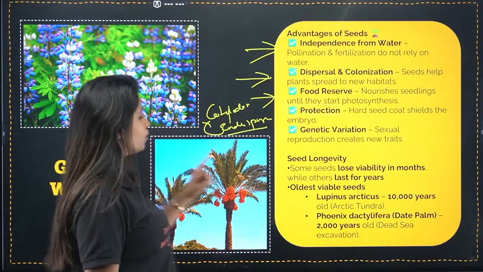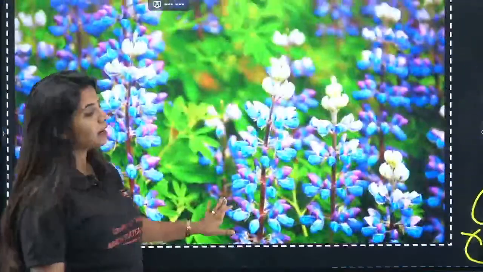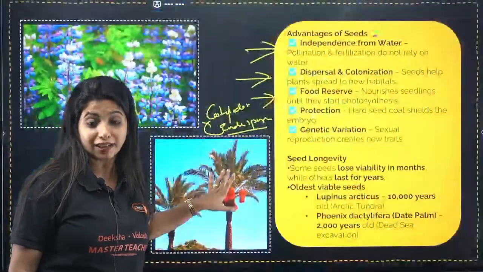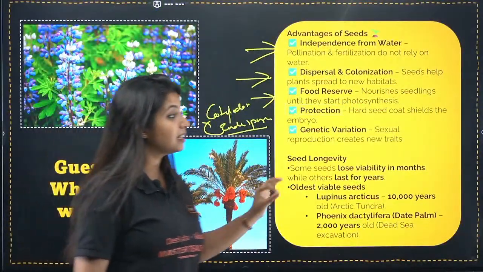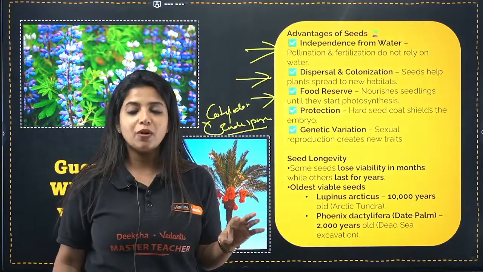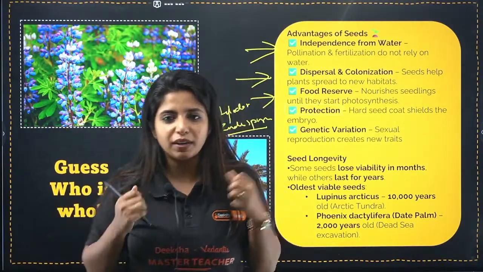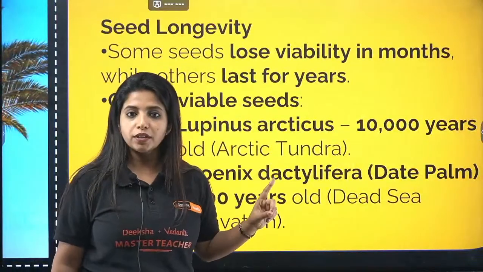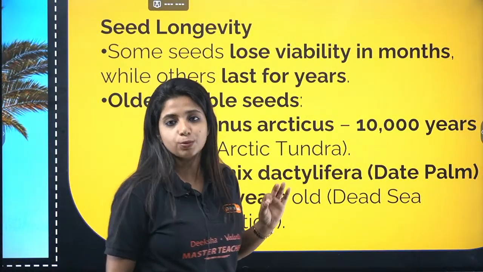Now, similarly, you have Lupinus arcticus. This is another type of plant, and here the seed of this particular plant stayed viable for 10,000 years. They are usually found towards the Arctic tundra where it is very cold. So you have to remember these two names. These are very important in terms of KCET questions as well.